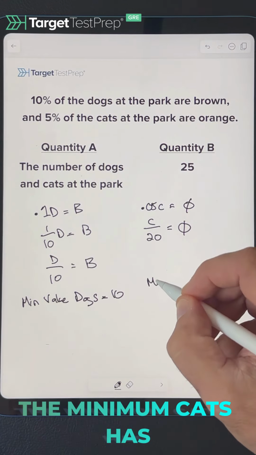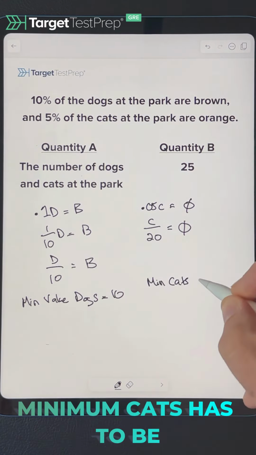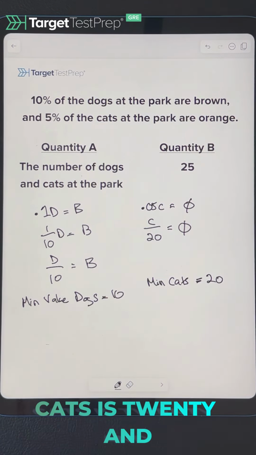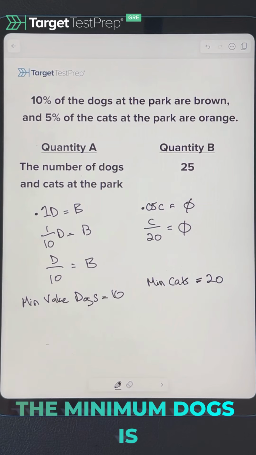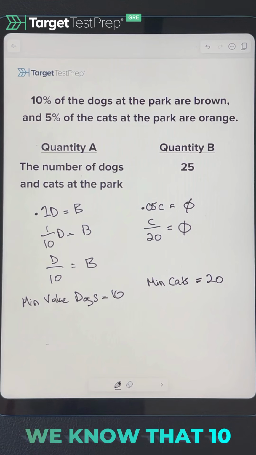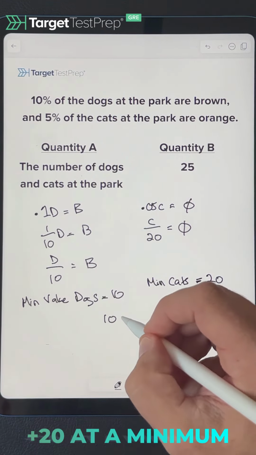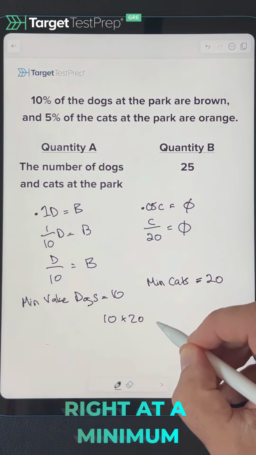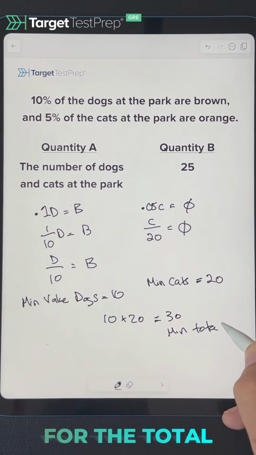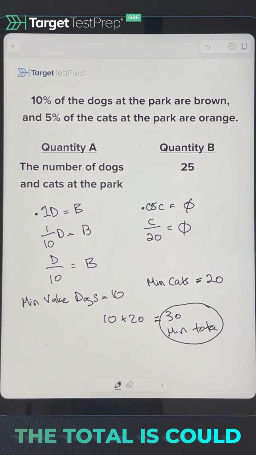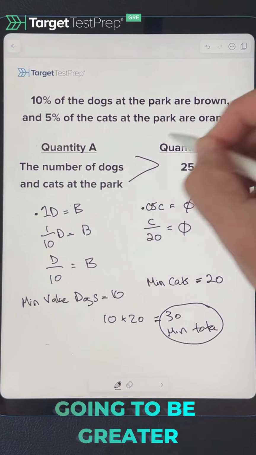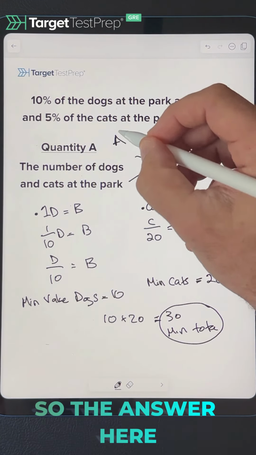What does that mean the minimum cats has to be? Well, the minimum cats has to be 20 itself. So if the minimum cats is 20 and the minimum dogs is 10, we know that 10 plus 20 at a minimum is 30 for the total. So no matter what the total is, could be 30, could be greater, quantity A is always going to be greater than quantity B, so the answer here is A.